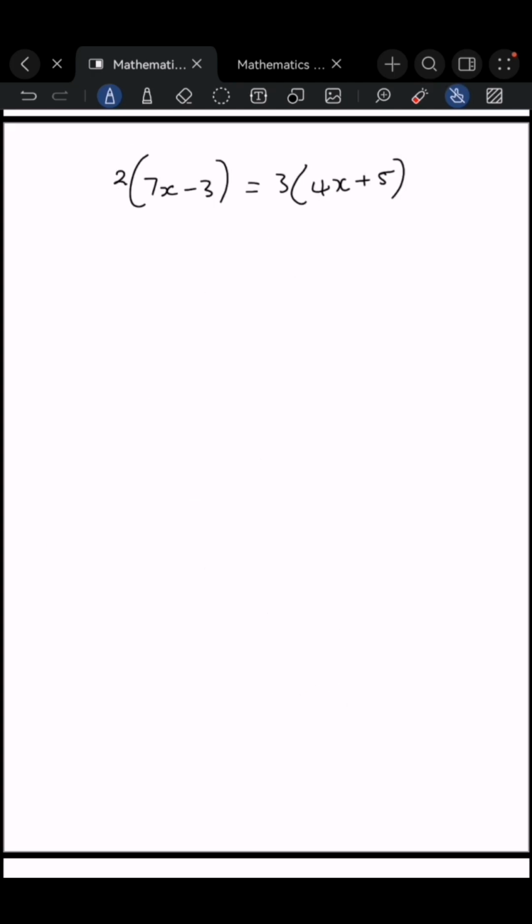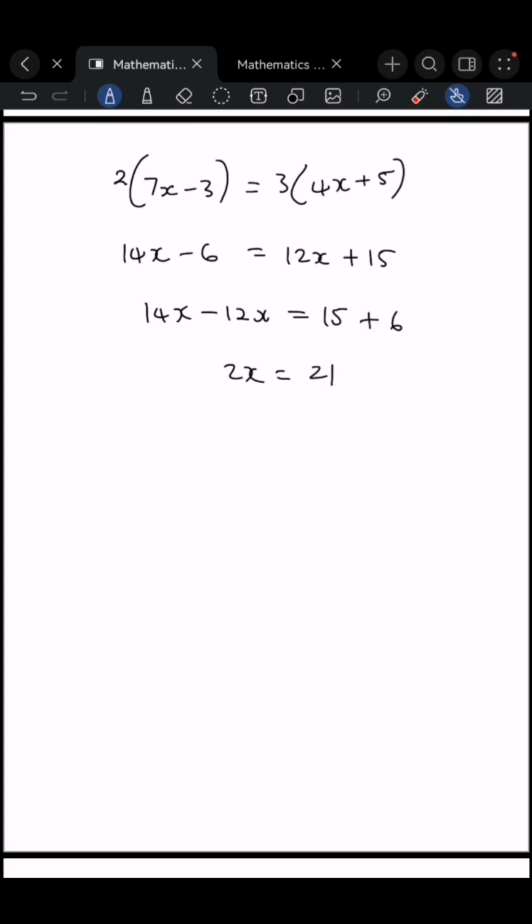So for x. Alright, from here we're going to use the FOIL method, where this is going to be 14x minus 6 is equal to 12x plus 15. It's going to be 14x minus 12x is equal to 15, plus 6, because the 6 comes aside. 2x is equal to 21. Therefore x is going to be 21 over 2.